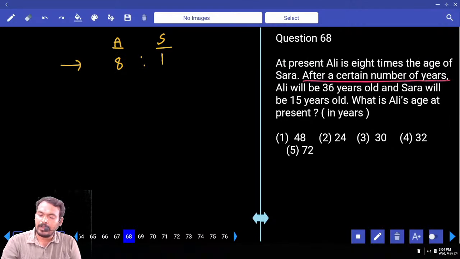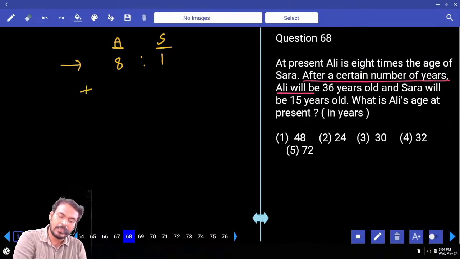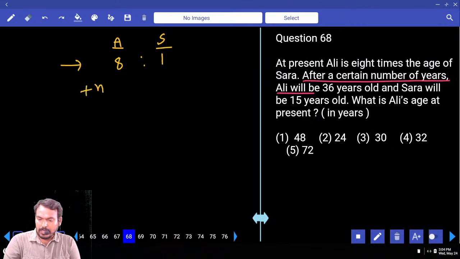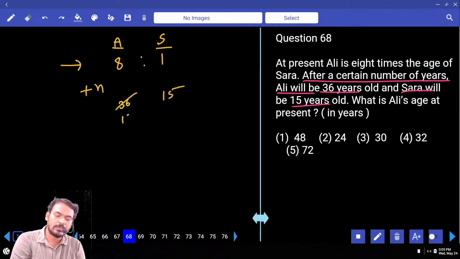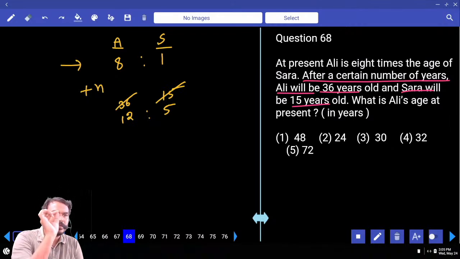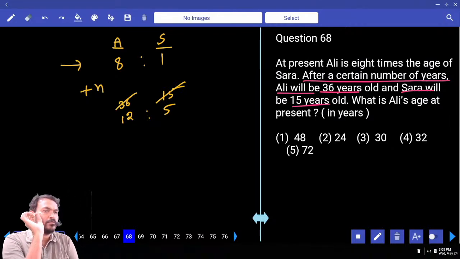After a certain number of years, Ali will be how much? 36. Sarah will be 15. 36 and 15, what is the ratio? 12:5. 36 is divided by 3, 15 also divided by 3.